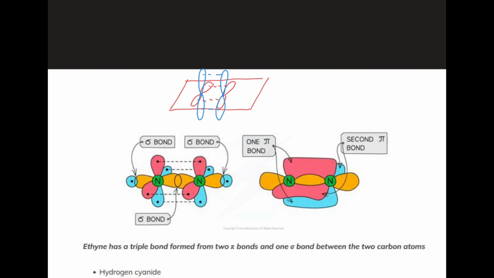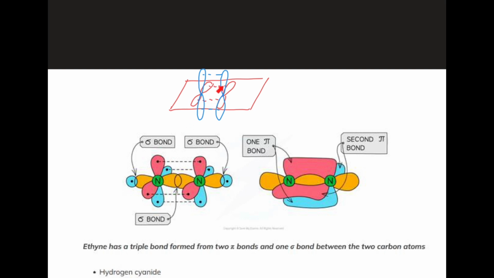Sideways overlap. Okay, so they're trying to show that, but it's a bit not clear here. This is the vertical one. So sideways overlap. One pi bond. This is the horizontal lying p orbital. So sideways overlap.